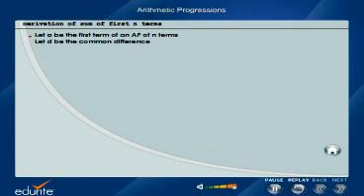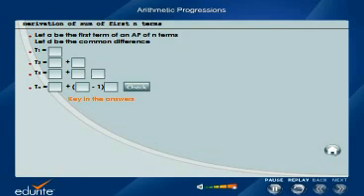Let A be the first term of an arithmetic progression of n terms, and let the common difference between successive terms be D. Write the terms of the arithmetic progression. Key in the values.